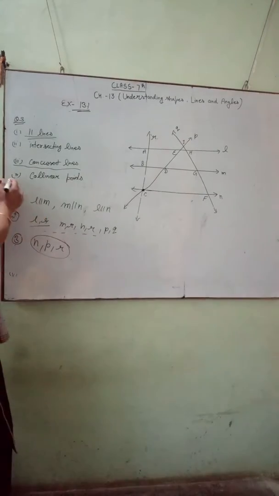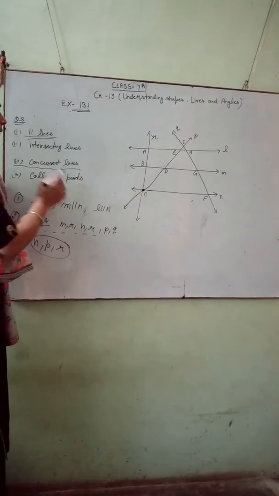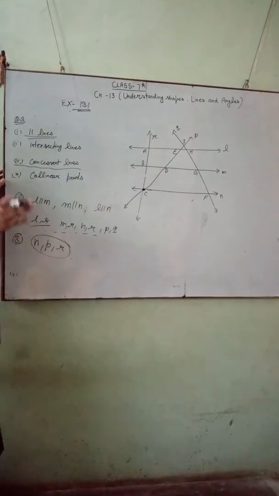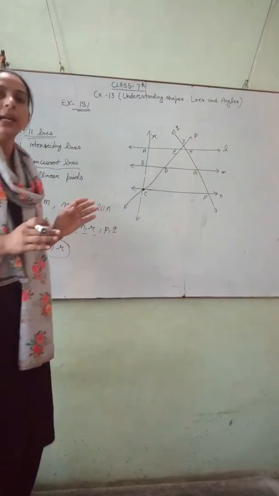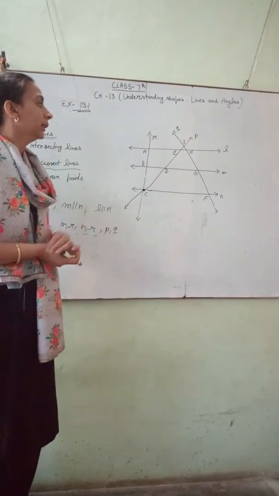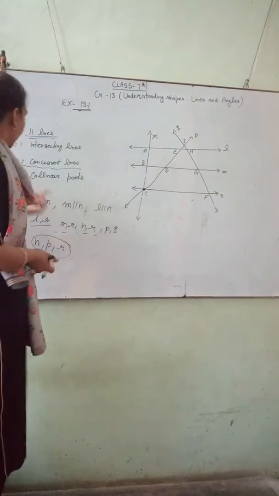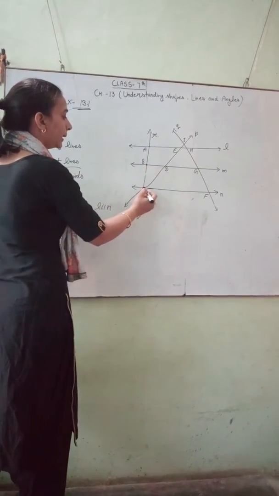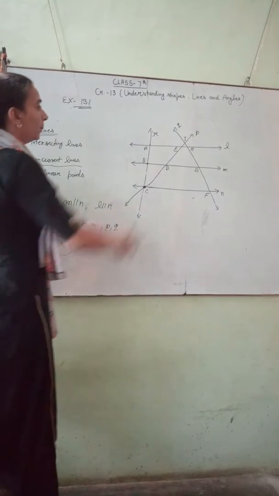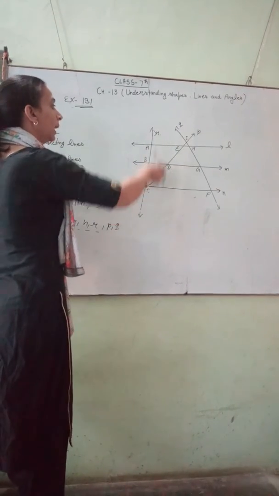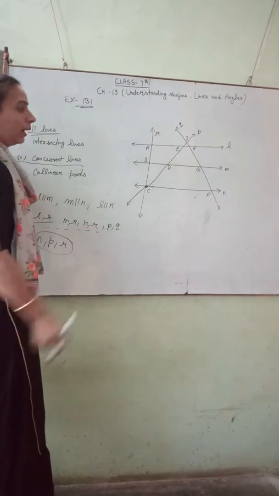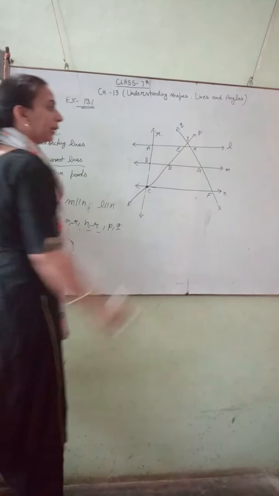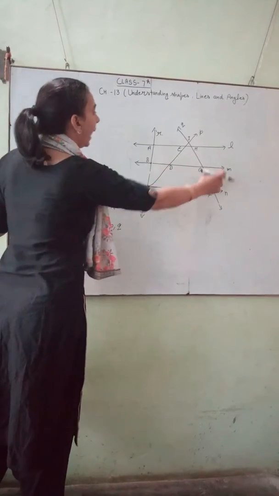Clear? Next, fourth part, collinear points. What is the definition of collinear points? Three or more points that lie on the same line are collinear. There are so many pairs. First, point A, point B, point C. A, B, C are collinear because A, B, C lie on the same line R. Again B, D, Z are also collinear points because they lie on the line M.